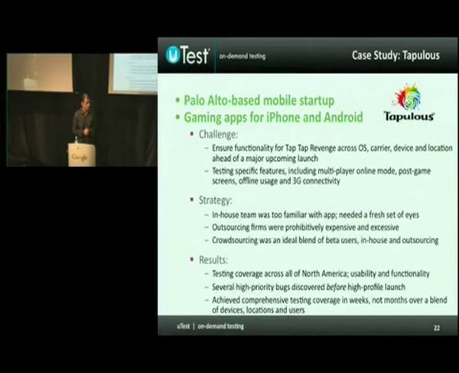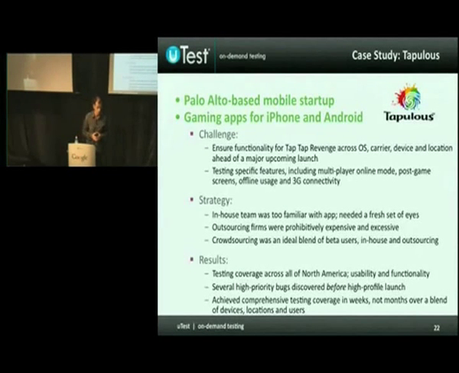The other example is a company called Tapulous out of Palo Alto, California. Everybody that has an iPhone here, and I don't know how popular iPhone is, but basically Tapulous develops the game Tap Tap Revenge 3, which is the #1 game on the iPhone store. It's really a combination of a gaming application that needs to work on an iPhone device and at a later stage on an Android device. And they had to test it on different OSs, carriers, devices, and location.